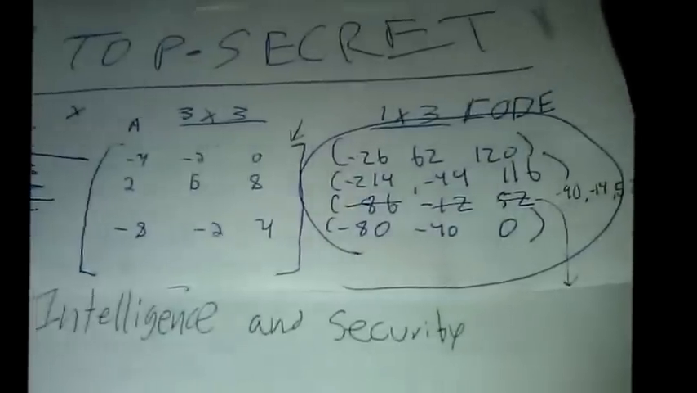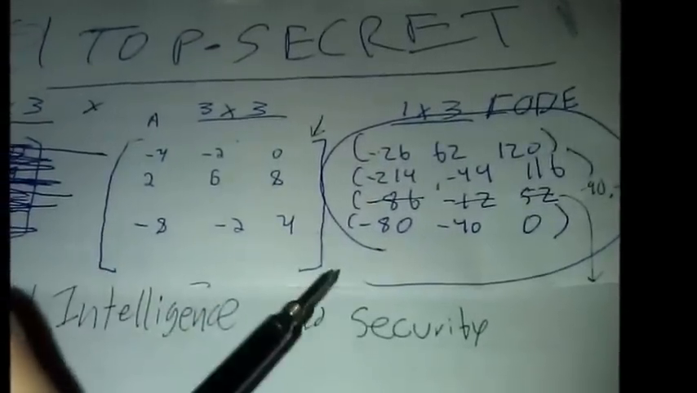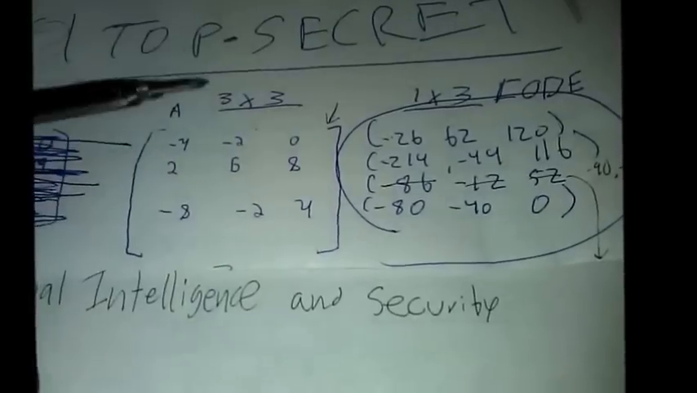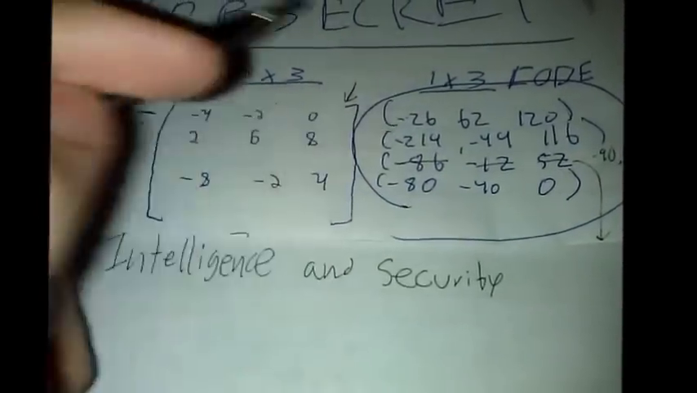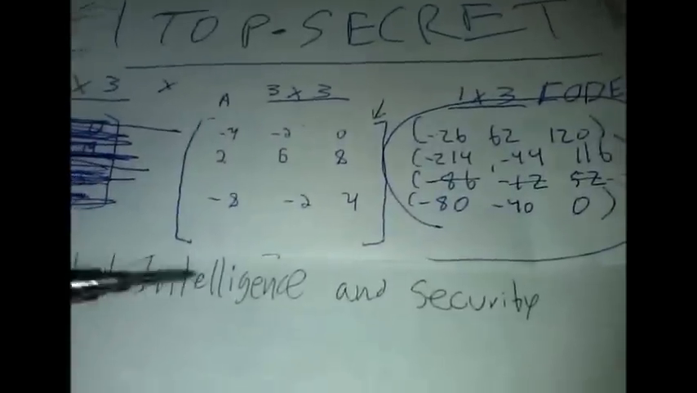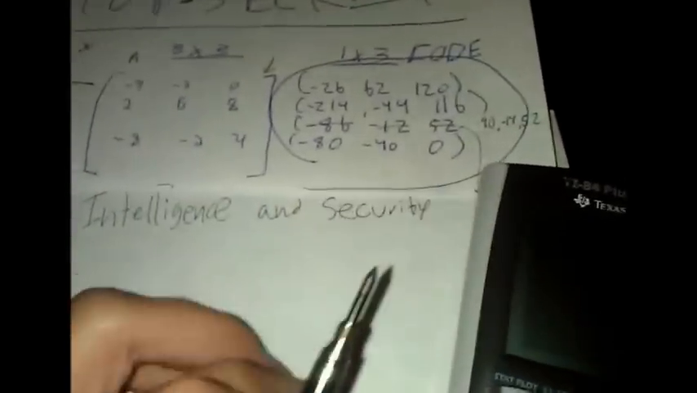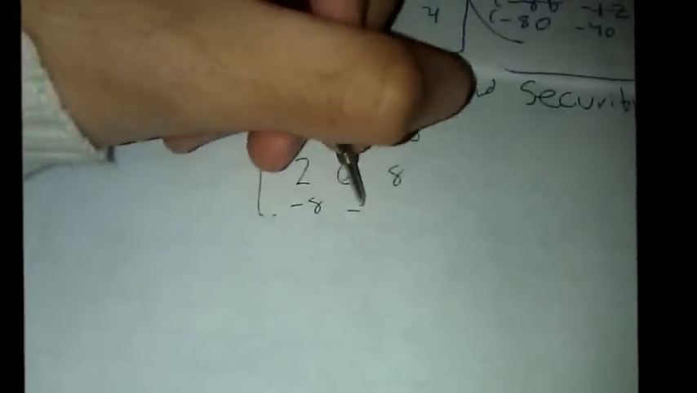Okay, so to solve this, you can use a calculator or just do it manually. But manually, what I mean is getting this 1x3 and multiplying it each one. So it's a long process. So it's kind of bad. Okay, so now we're gonna get a calculator. Put our matrix here. It's -4, -2, 0, 2, 6, 8, -8, -2, 4.